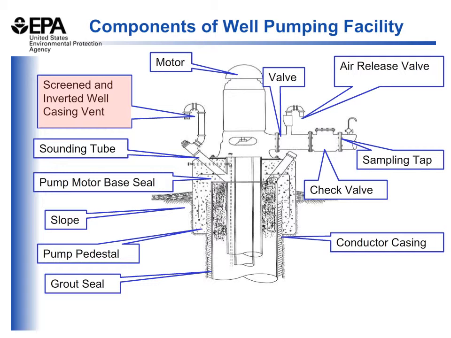There's typically an air release valve, which is after the motor. It's shown here on the right side of the motor on the slide. When the well goes into operation, water is pushed up through the inner casing into the distribution system. There will be some air that's trapped in this line as the motor starts and water starts to move, and the air release valve removes that air so it can't get into the distribution system.